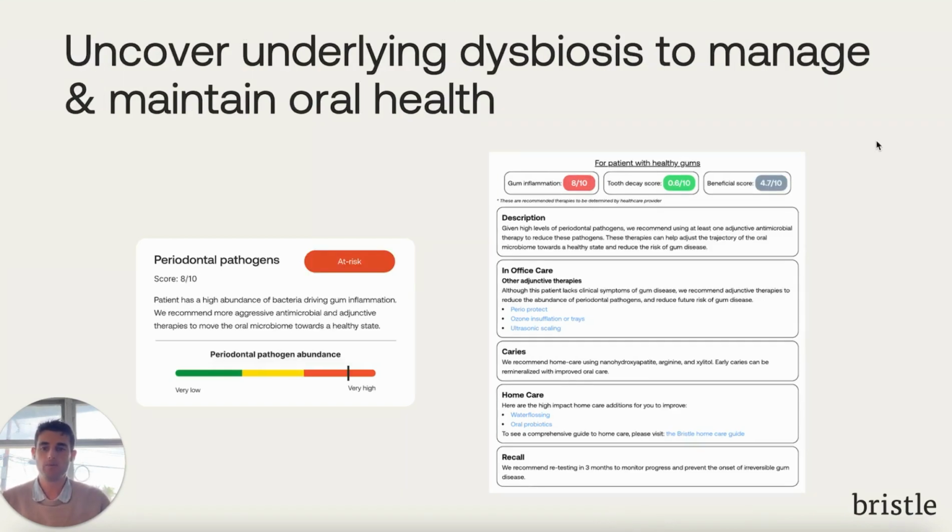Even though your patient may appear symptomatically healthy, it's possible they have an underlying abundance of pathogenic bacteria, increasing their risk of progressing to gingivitis and worse forms of disease. Screening these patients will help you understand their risk of periodontal disease and inform what steps you can take to prevent the progression. In this example, the patient has presented with a high abundance of periodontal pathogens.